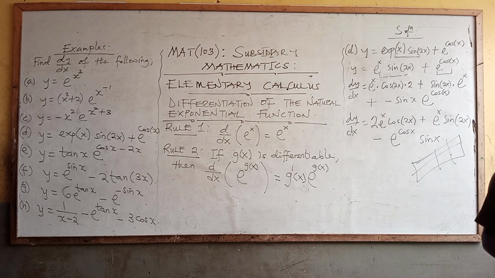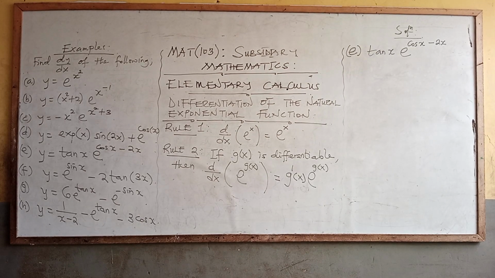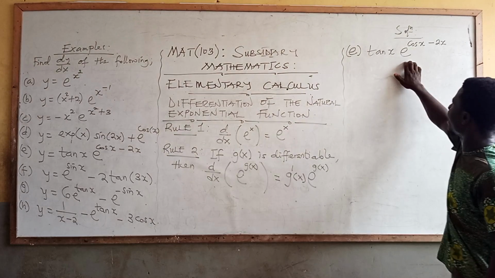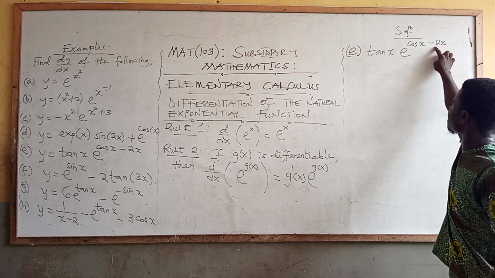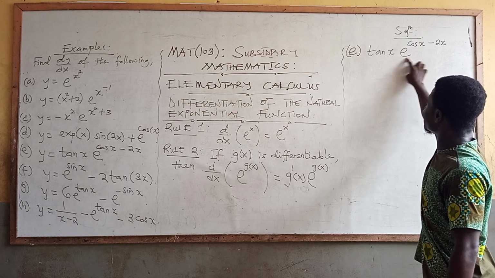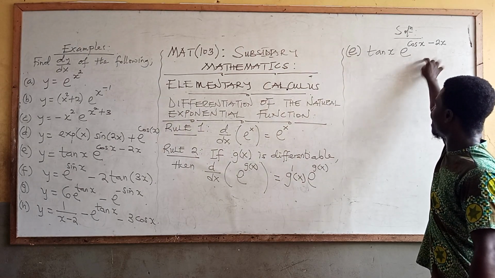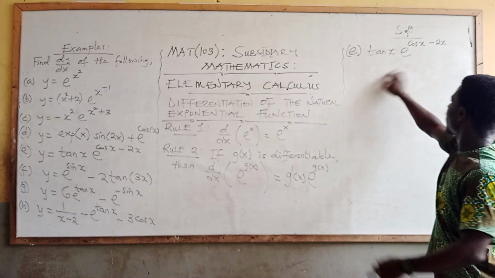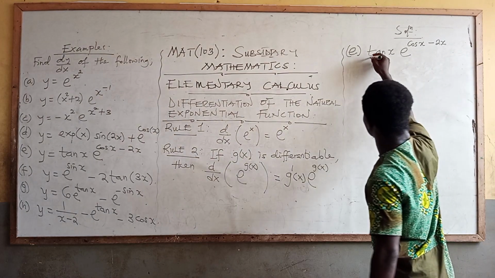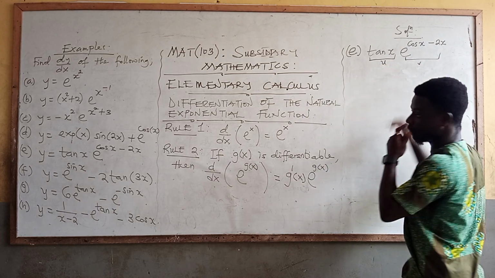Let's move on to question E. All right, so let's see question E. Tan x then times e to the power cos x minus 2x. Now watch. Tan x is multiplying what? The exponential. X term is here, x term is here, right? So we can apply our product rule. So this one is u, this one is v.